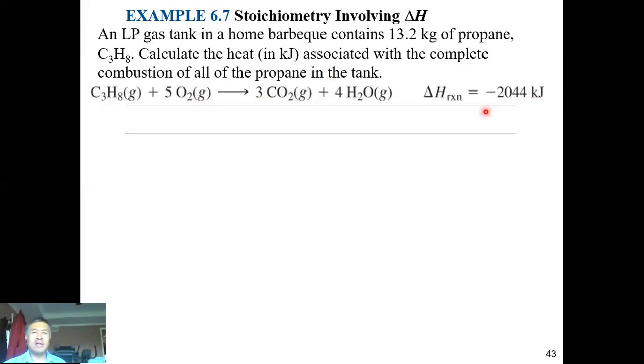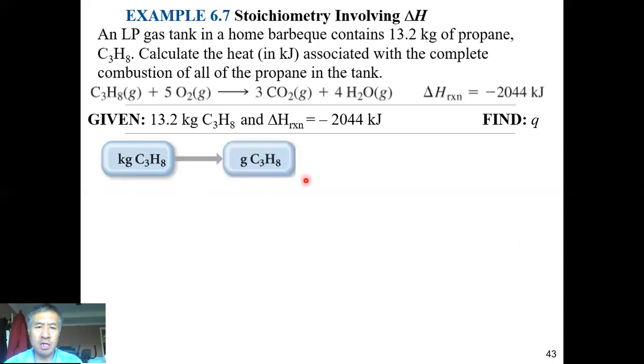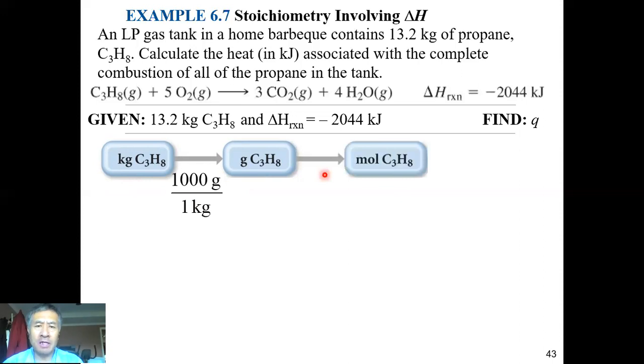We saw from the last slide that this negative 2044 kilojoules is related to any of these 4 substances in terms of their coefficients, using the coefficients as moles to make equations. So given 13.2 kilograms C3H8 and delta H reaction equals negative 2044 kilojoules, find the heat Q. Our plan is starting from kilograms C3H8, convert kilograms to grams using 1 kilogram equals 1,000 grams. Then we'll use the molar mass of C3H8 to convert grams to moles.